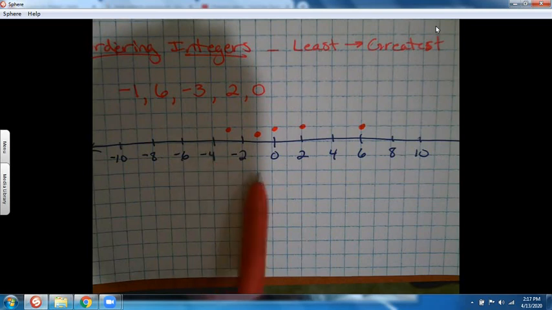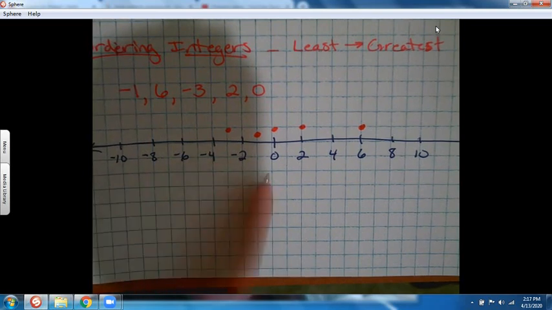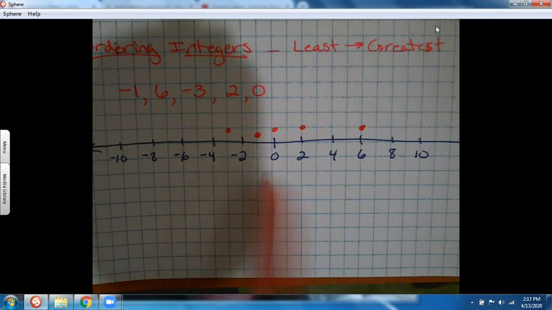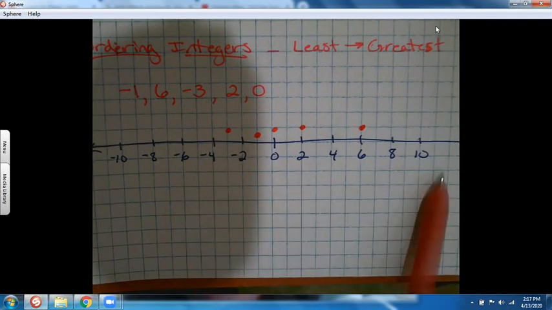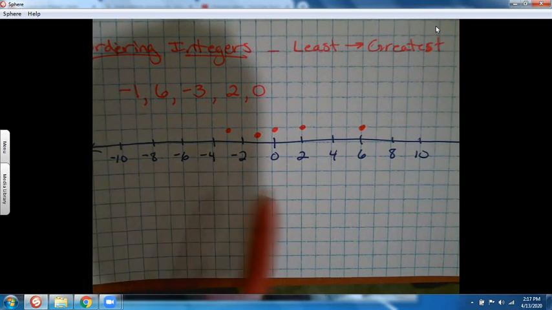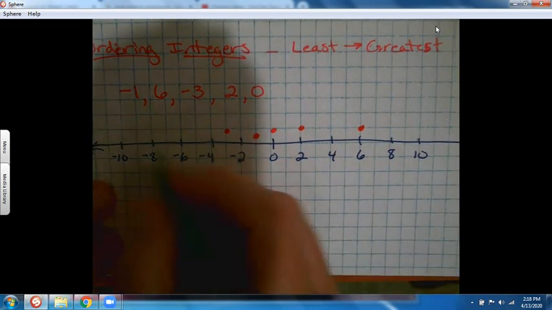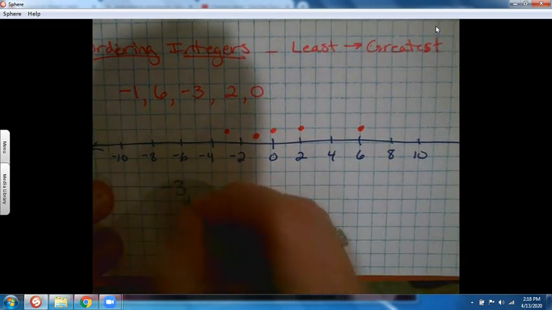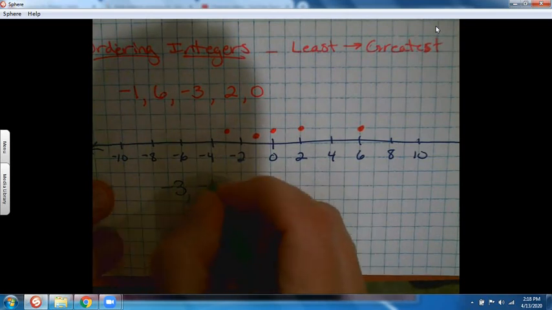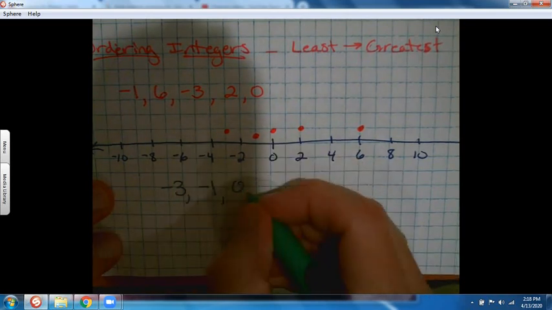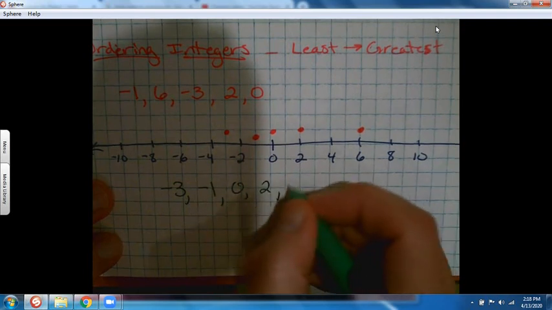This is like on the left here is you owe people money. On the right of 0, it's like you have money. So this is, of course, the least. So the further away from 0, the less money you have. Okay, so let's put these in order. So which one is the furthest from 0? Which one's on the left? Well, that's -3. So that's the least. Then -1, then 0, then 2, and then 6.